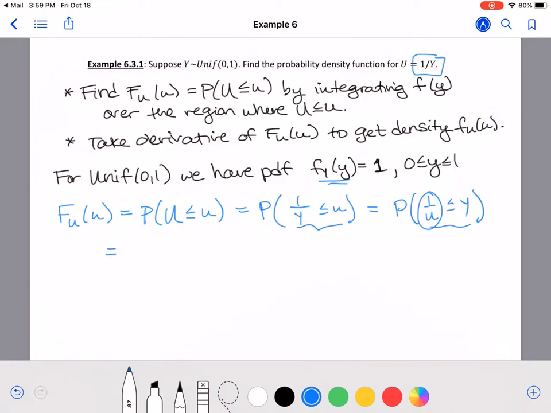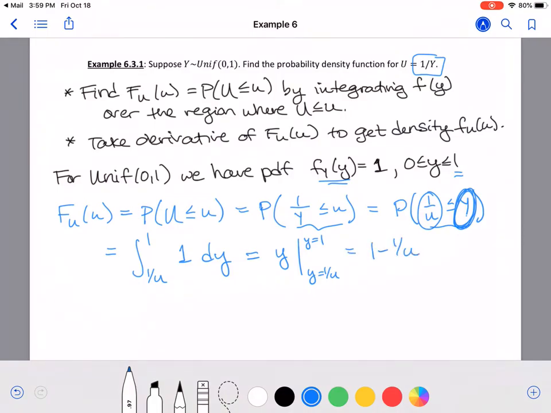That's just a number. And so what we would do to get that is go from that lower bound of 1 over u up to the upper bound, which for our PDF is 1, and our PDF is 1. And so we would integrate 1 from 1 over u to 1, with respect to our variable, which is now Y. So what we get when we integrate is just Y, evaluated at Y equal 1 and 1 over u. So we get 1 minus 1 over u.